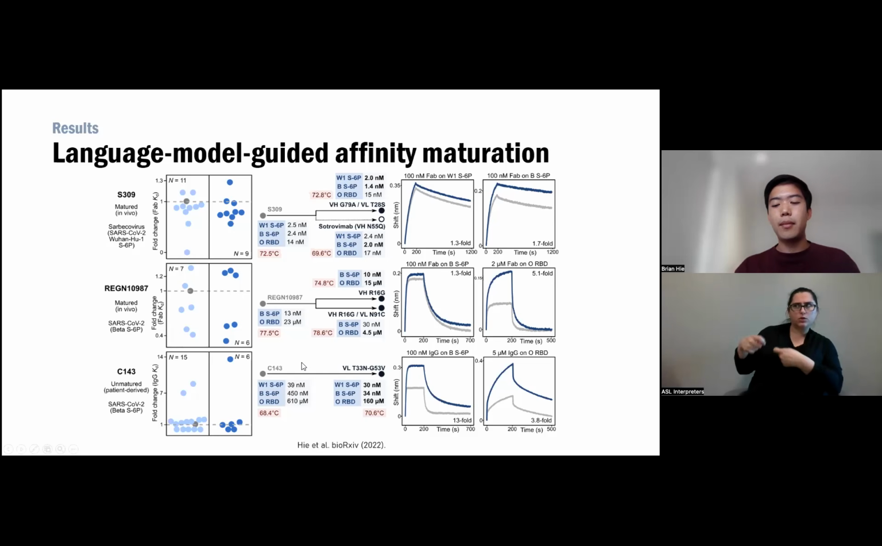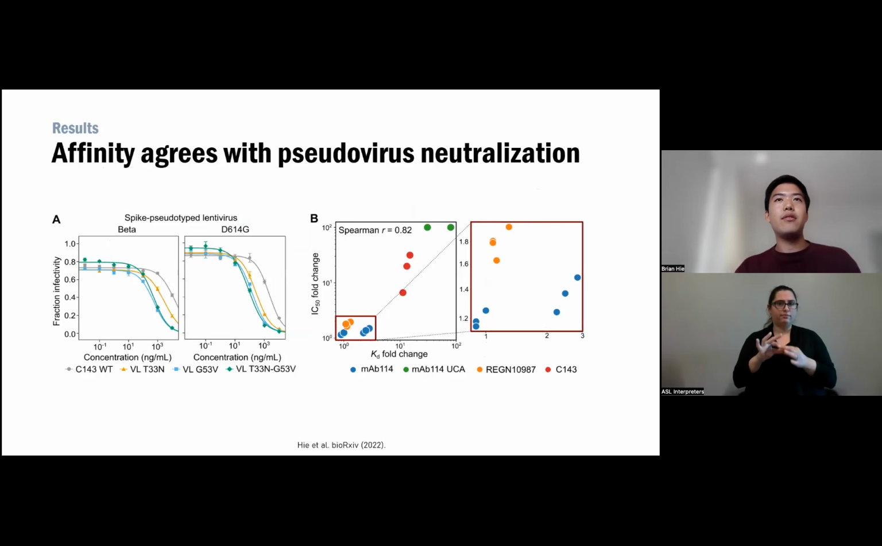And I alluded to this before, but we also test pseudovirus neutralization. So we set up an infection of different cell lines and measure viral infectivity in the presence of these antibodies, and show that binding is pretty well correlated with improvements in neutralization as well.